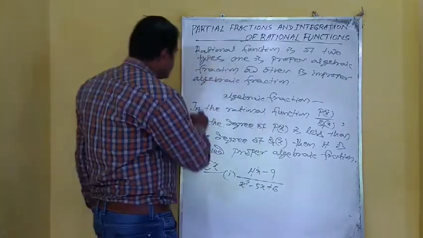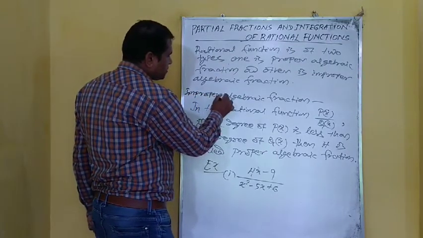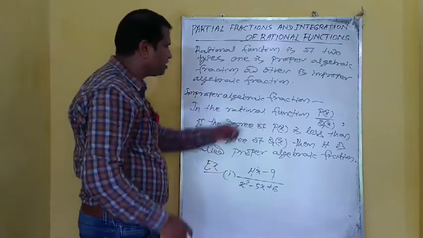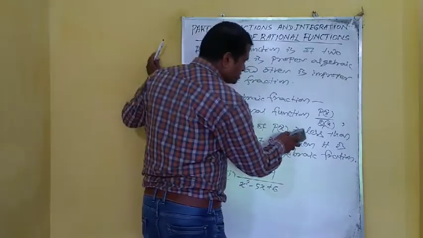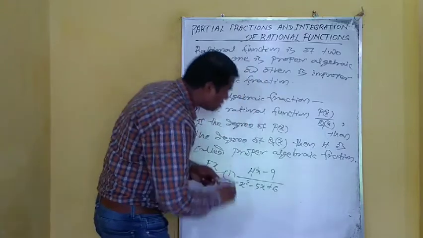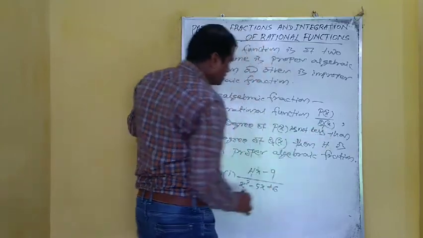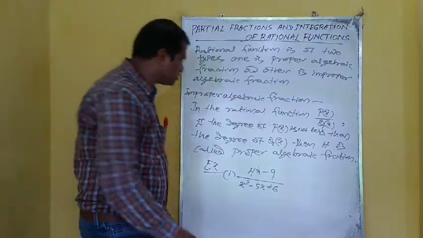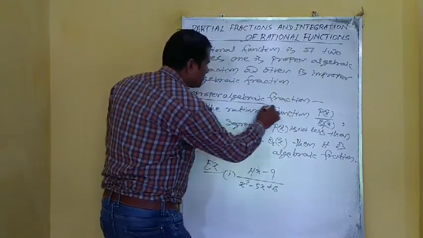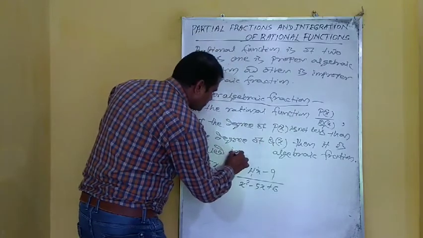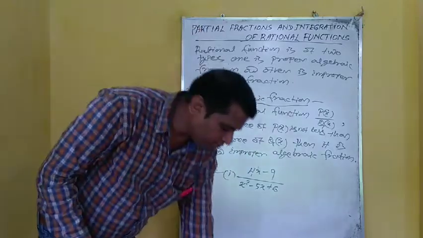Improper algebraic fraction. In the rational function p of x by q of x, if the degree of p of x is not less than the degree of q of x, then it is called an improper algebraic fraction.